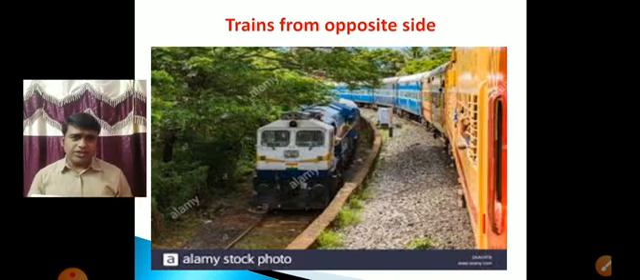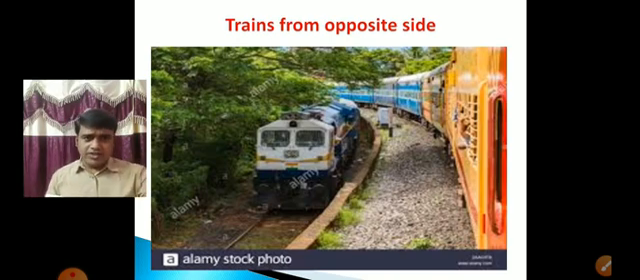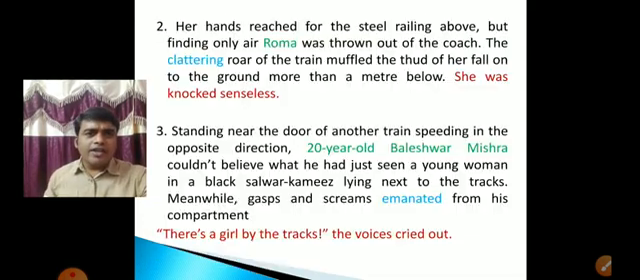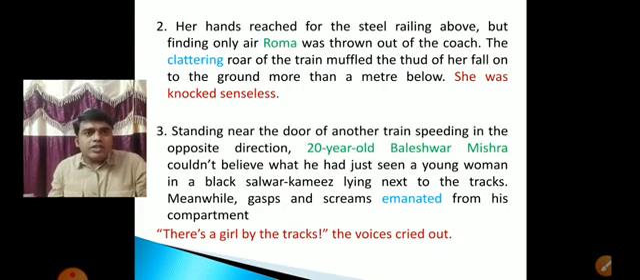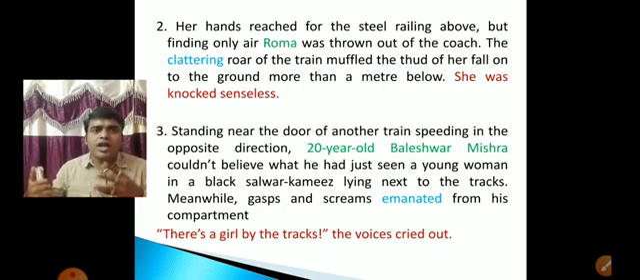When she fell from the moving train, at the same time another train was coming from the opposite direction, children. Look at there. The right side train was going towards the north, and that train is coming from the opposite direction. One of the guys in that opposite direction train, who was looking at the door, had just seen: standing near the door of another train, speeding in the opposite direction, 20-year-old Baleshwara Mishra couldn't believe what he had just seen, the young woman in a black salwar kameez lying next to the track.